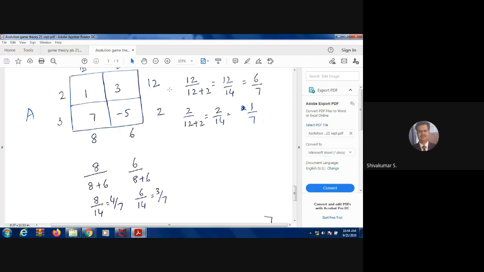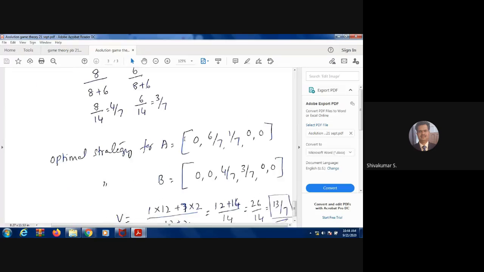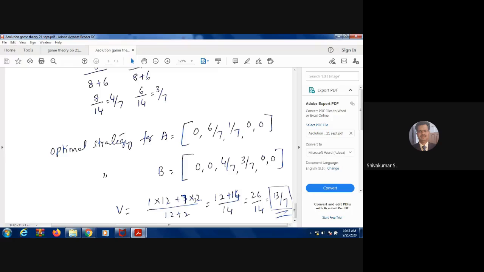1 into 12 plus 7 into 2. First column values multiplied by the corresponding oddments. 1 into 12 plus 7 into 2 divided by 12 plus 2, that is equal to 26 by 14. The answer is 13 by 7. It's the value of game.